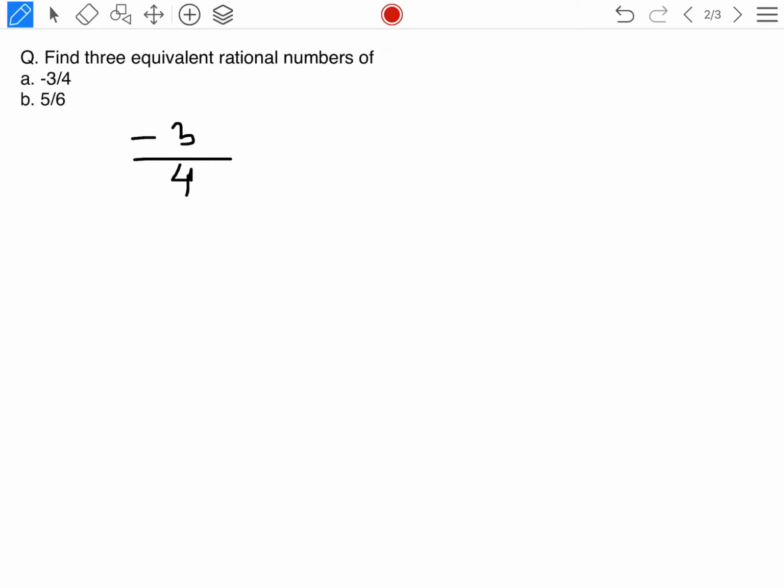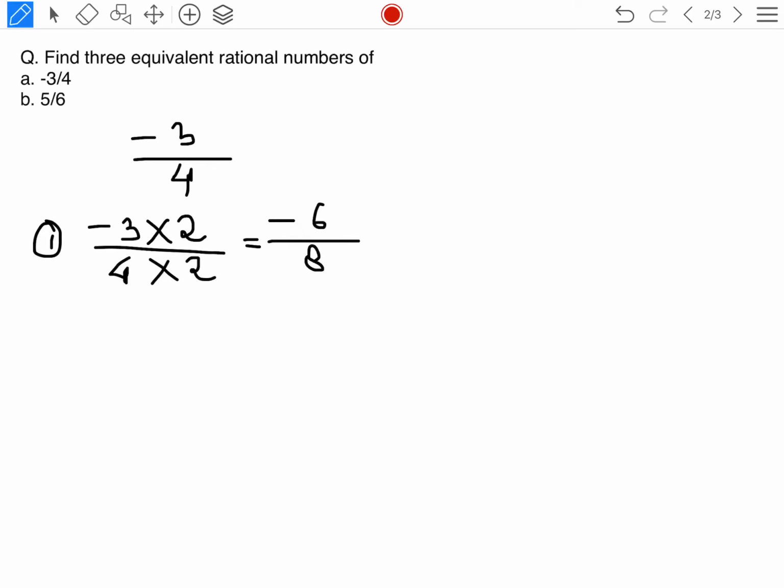Simple. First step, what will we do? Suppose we find number 1. We will multiply both the numerator and denominator by the same number. Suppose I multiply the numerator by 2, I'll multiply the denominator by 2. So we get minus 6 by 8. Okay. Then for the second one, we'll multiply by 3.